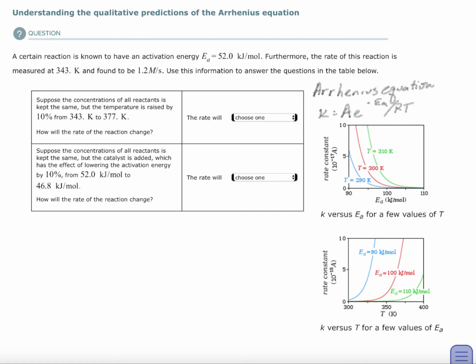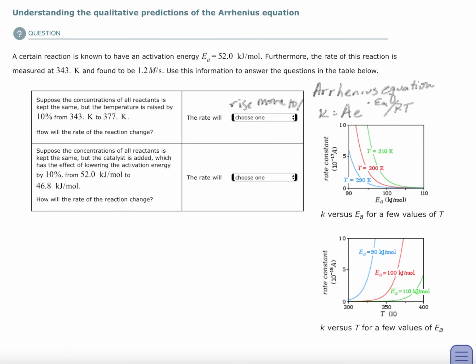Now that you have that, we can answer the question that we have. The question says the temperature is being raised by 10%. Well, I know if the temperature is being raised by 10%, then the rate will rise more than 10%, because it's exponential. So this is going to rise more than 10%.